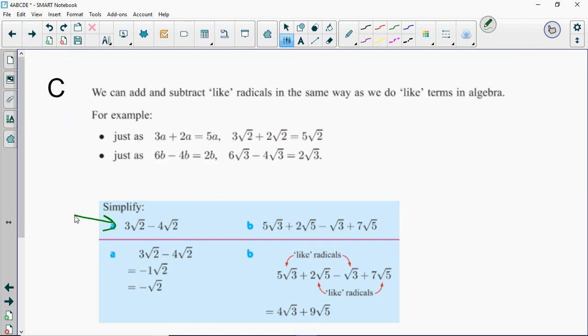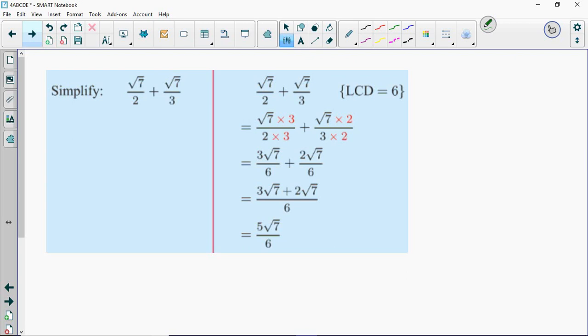Over here on the right, I notice these two are like terms, and these two are like terms because they have the same radical attached to them. 5 minus 3 is going to be 4 square roots of 3, and 2 plus 7 is 9 square roots of 5. Here's another example with fractions. Remember that when we add and subtract fractions, we need to have a common denominator. Other than that, nothing fancy here.